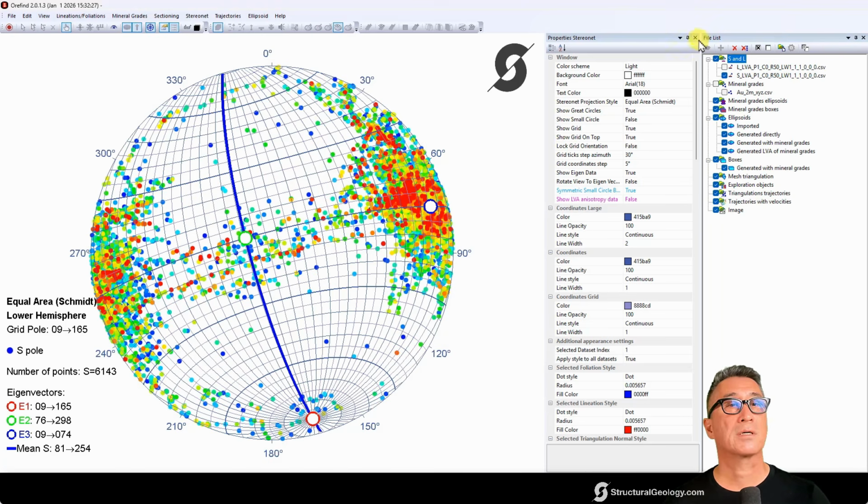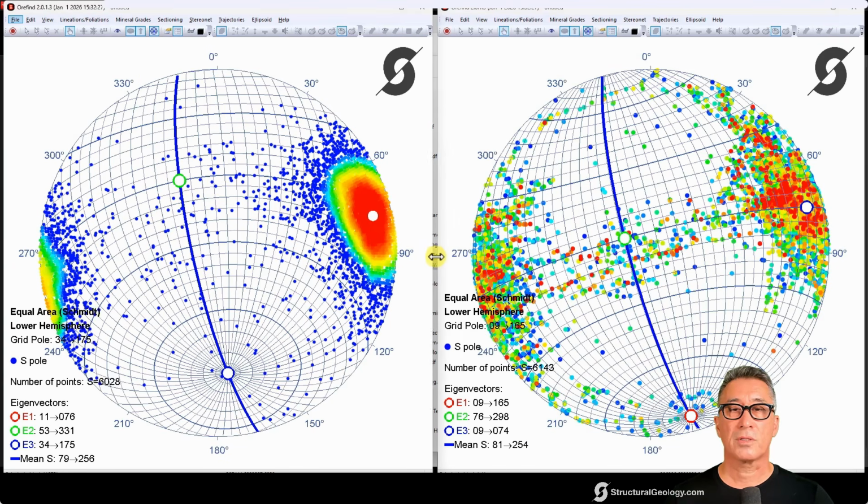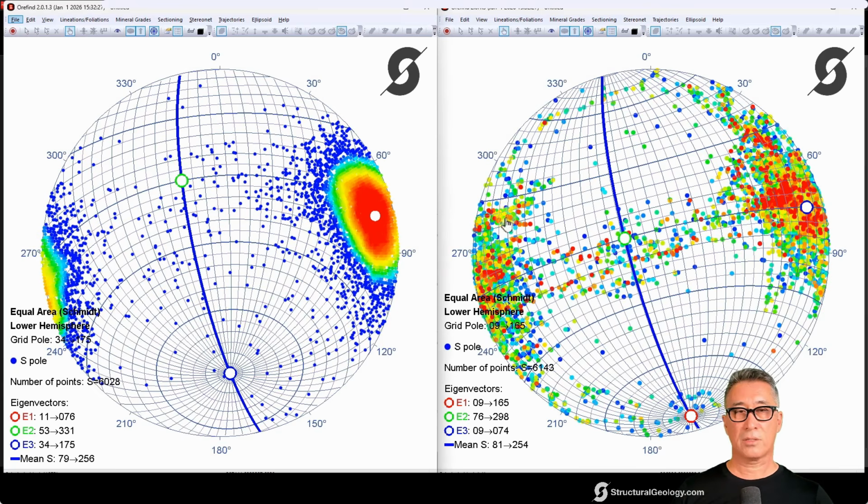That's what it looks like. Okay, so these two are similar, very similar orientation, but these are completely independent data sets. That is determined from the grade. This is colored according to gold grades, and this is the foliation data. So there's a one-to-one correspondence.